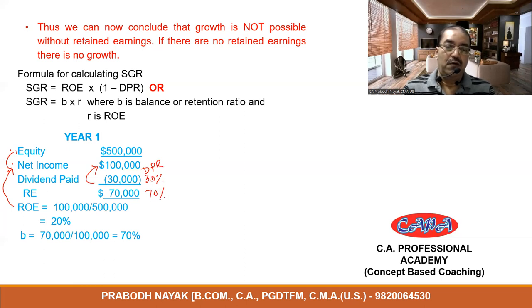Retention ratio, how do you calculate? 70,000 divided by 100,000. How much is the net income? 100,000. Out of that, how much is remaining? How much is balance? 70,000. So what is the balance ratio? 70,000 upon 100,000. 70%.